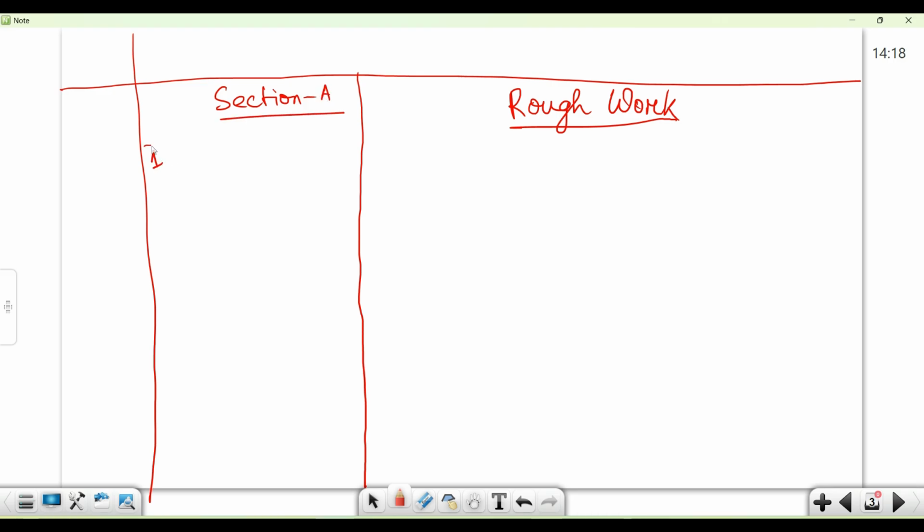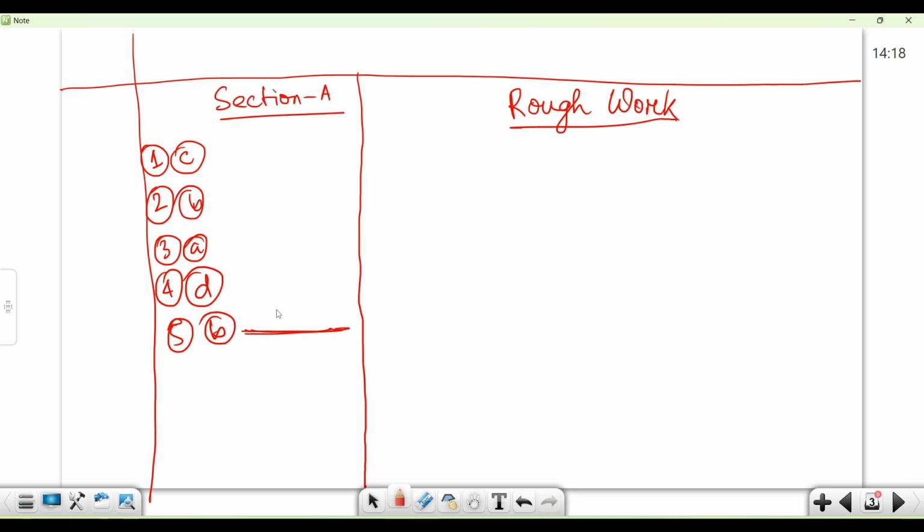Suppose for question number 1, option number C is correct, and for question number 2, option number B is correct. Suppose for question 3, A is correct, and for question 4, D is correct. Again for 5, B is correct, like this. And write the options itself for every question, and write here the options, whatever is in option B, right here, whatever is in option C, right here.